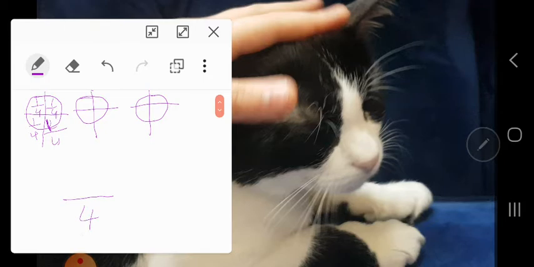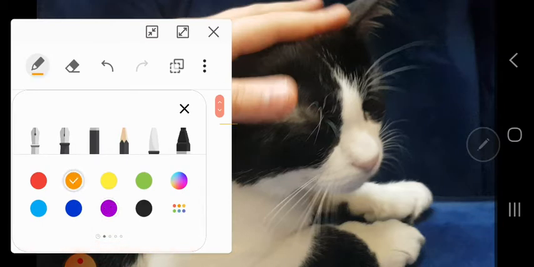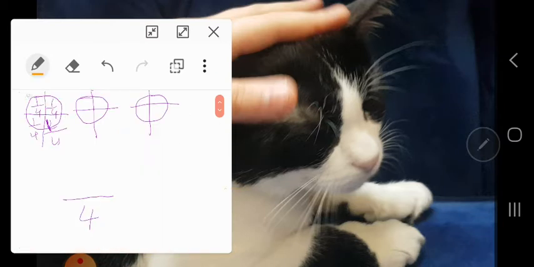Now I will count how many small parts I have. I'll change the color so you can see when I'm counting. 1, 2, 3, 4, 5, 6, 7, 8, 9, 10, 11, 12. So there are 12 parts. You see the yellow one I give to Cookie? This small one.